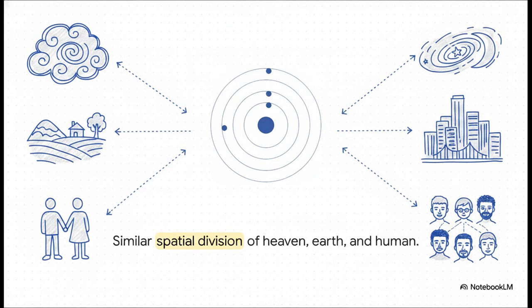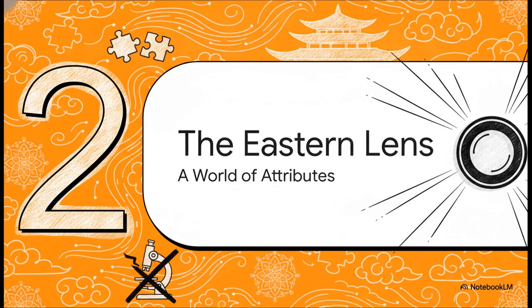We can even see this highly structured thinking mirrored in how they mapped out the cosmos itself, creating strict spatial divisions between heaven, earth, and humanity. But here's where it gets really fascinating. Both the East and the West actually divided the cosmos using a very similar three-part structure. The difference is, they filled that structure with entirely different interpretations. Which brings us to Section 2, the Eastern lens, a world of attributes.